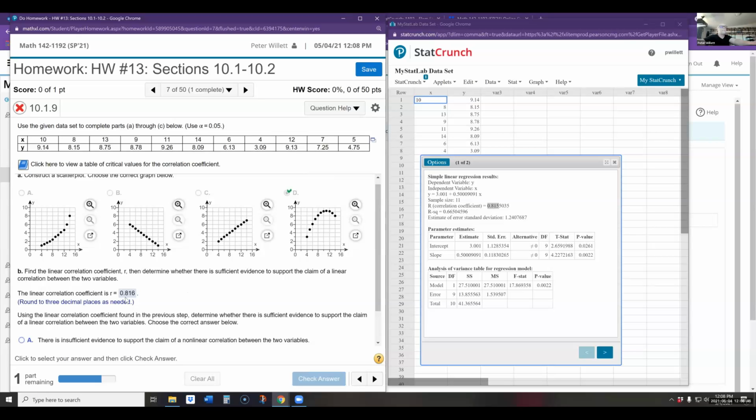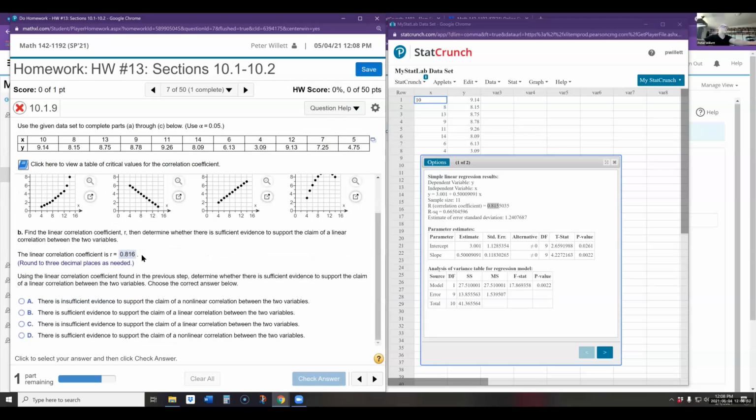And we got beyond that, closer to 1, we got 0.816. Because that's bigger than 0.602, that would support there's a linear correlation. That side of the calculations supports a claim of a linear correlation. So I need to choose that: there's sufficient evidence to support the claim of a linear correlation. Again, that's using the linear correlation coefficient found, not using the scatter plot graph.